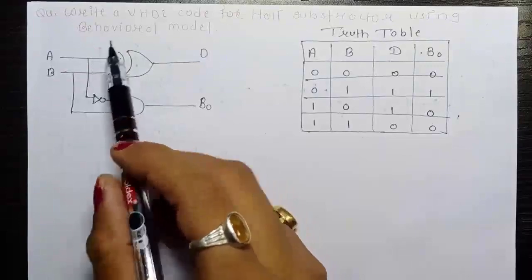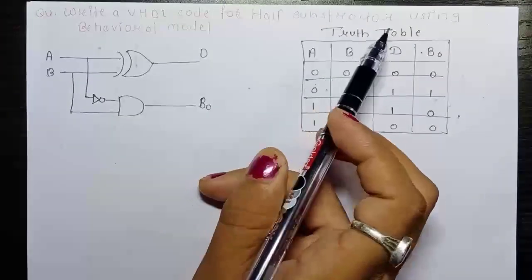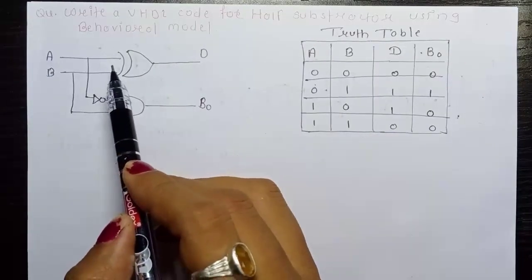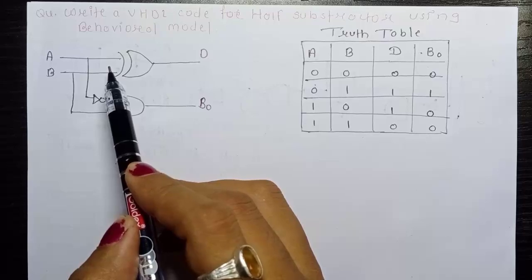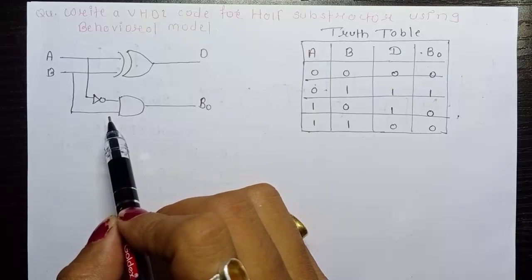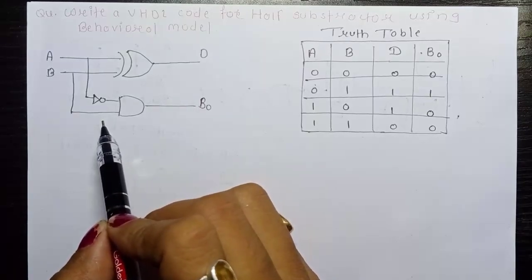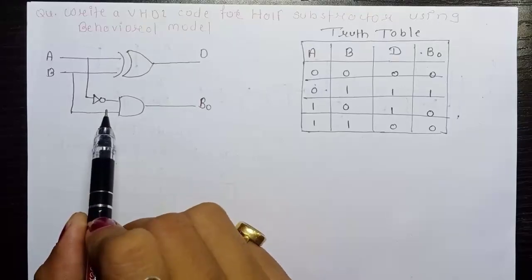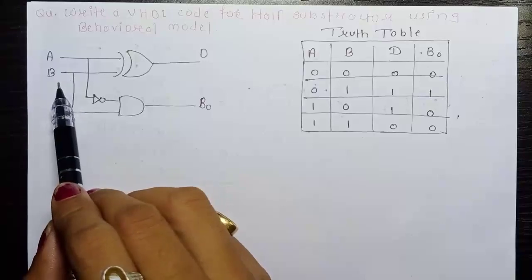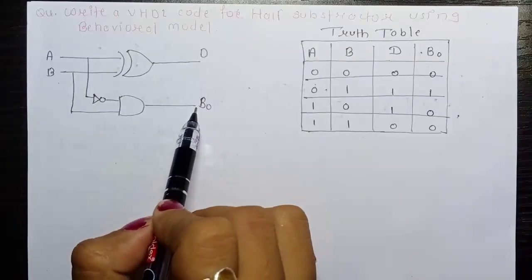In today's lecture, we will see how to write a VHDL code for half subtractor using behavioral model. Similar to half adder, half subtractor is going to subtract two single bit numbers. The definition of half subtractor is, it is a combinational circuit used to get the difference between two single bit numbers. This is the logic circuit for half subtractor, which has two single bit number inputs and two outputs, that is difference and borrow.